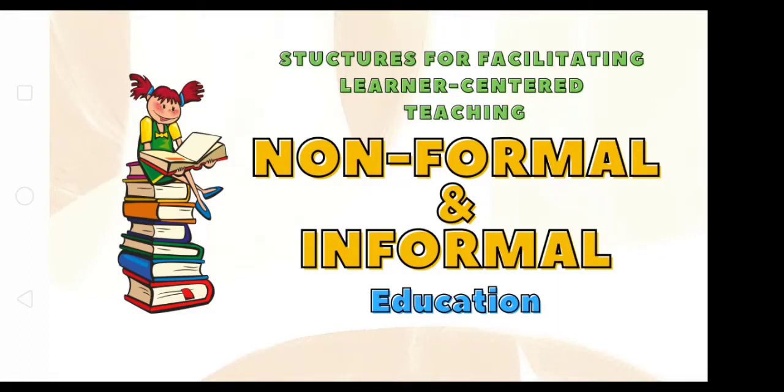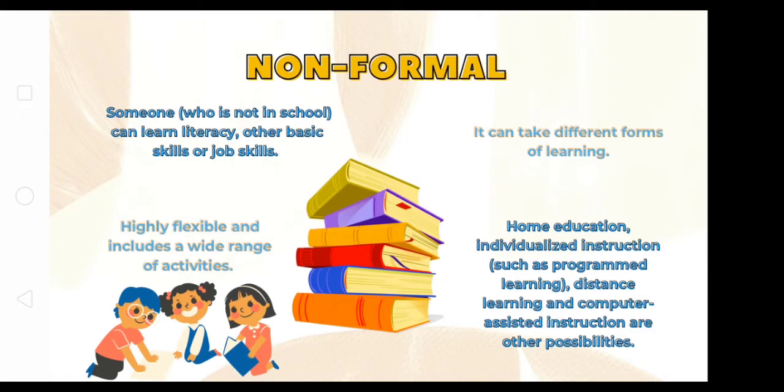The third and fourth structures for facilitating learner-centered teaching are non-formal and informal education. These two are the opposite of formal education. So for the non-formal education, it is when someone who is not in school can learn literacy, other basic skills, or job skills. It is highly flexible and includes a wide range of activities. Some of the examples may be fitness programs, community-based adult education courses, and free courses on different platforms.